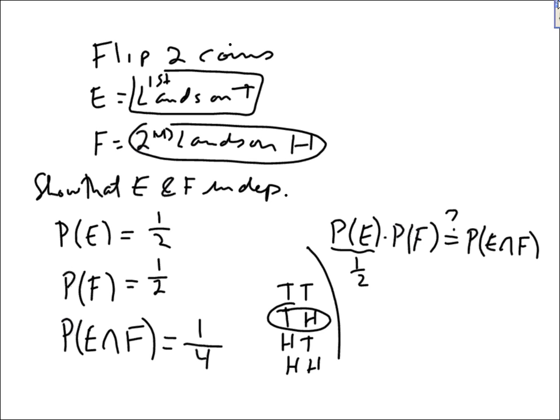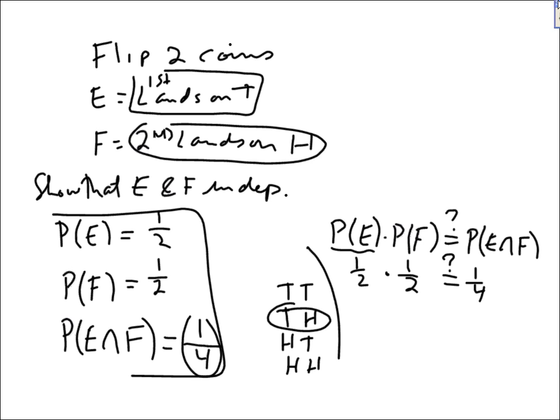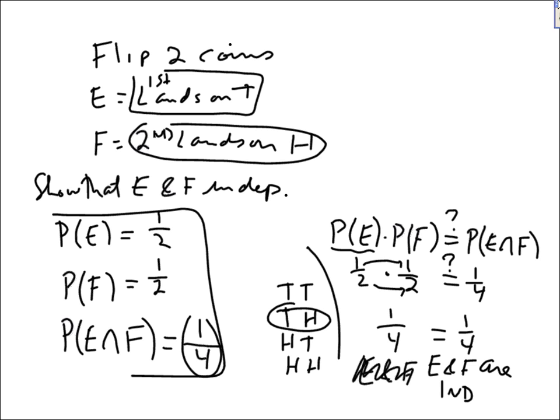Okay, now our test. P of E, looking at the left here, is a half times P of F, which is also a half. Does that equal P of E intersect F, which is a quarter? Well, 1 times 1 is 1. 2 times 2 is 4. And of course, a quarter equals a quarter. So E and F are independent. So we proved it. We showed that it really is true. You need to show that this equals that. That's all.